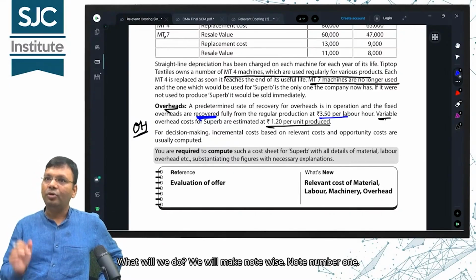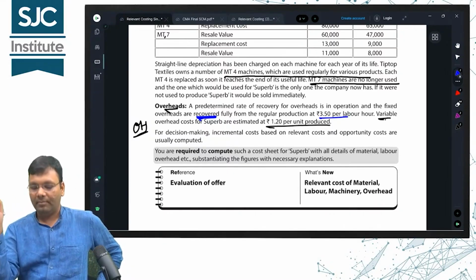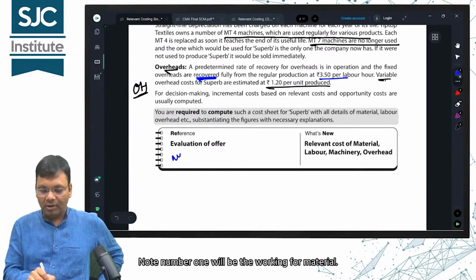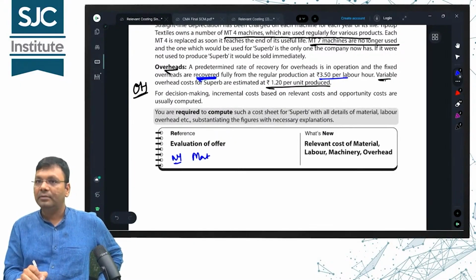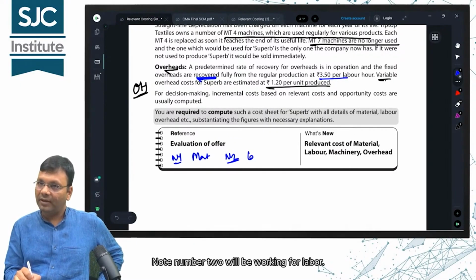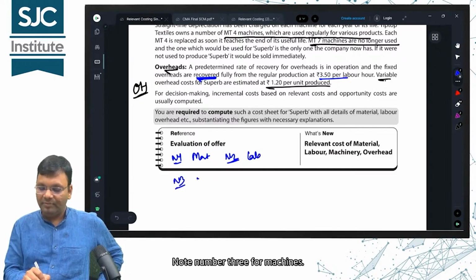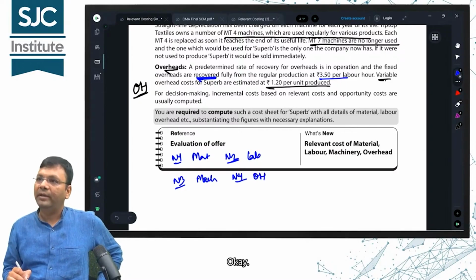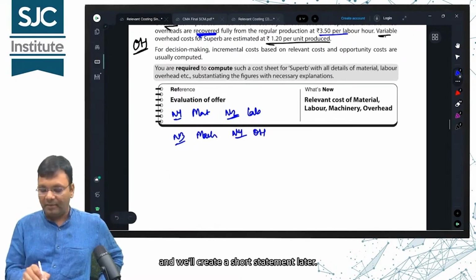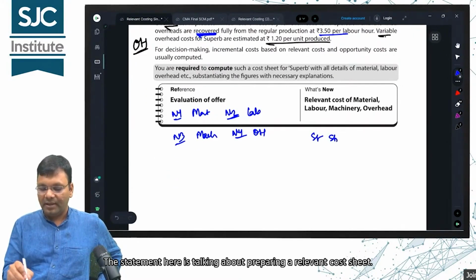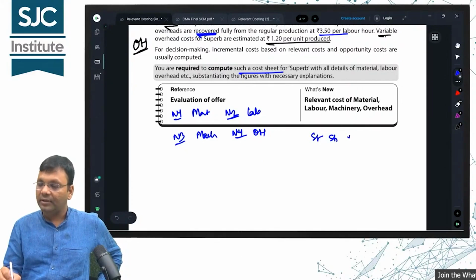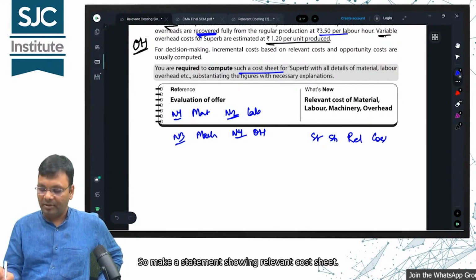What will we do? We will make it note-wise. Note number 1 will be the working for material. Note number 2 will be working for labor. Note number 3 for machines. Note number 4 for overheads. Okay, and we'll create a short statement later. The statement here is talking about preparing a relevant cost sheet. So make a statement showing relevant cost sheet.